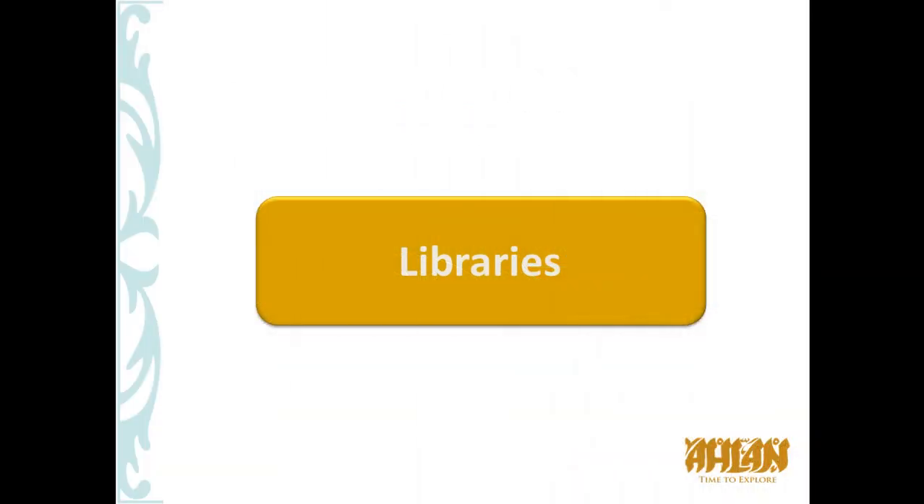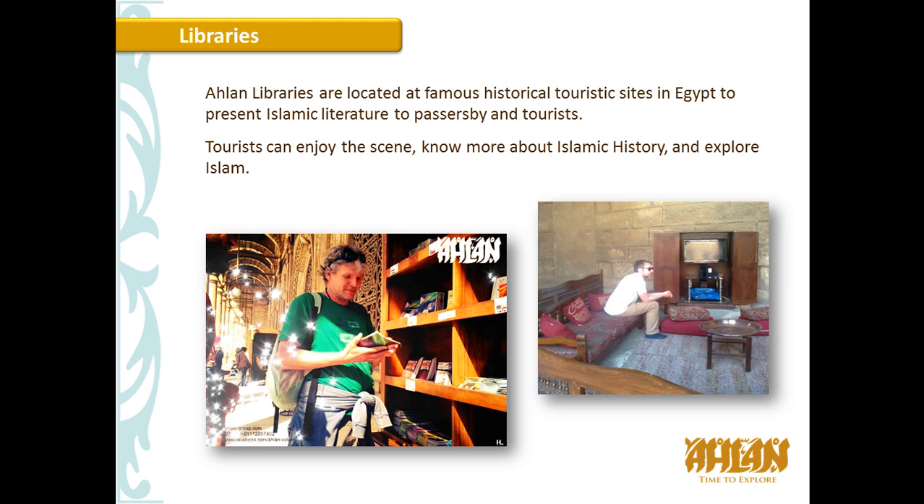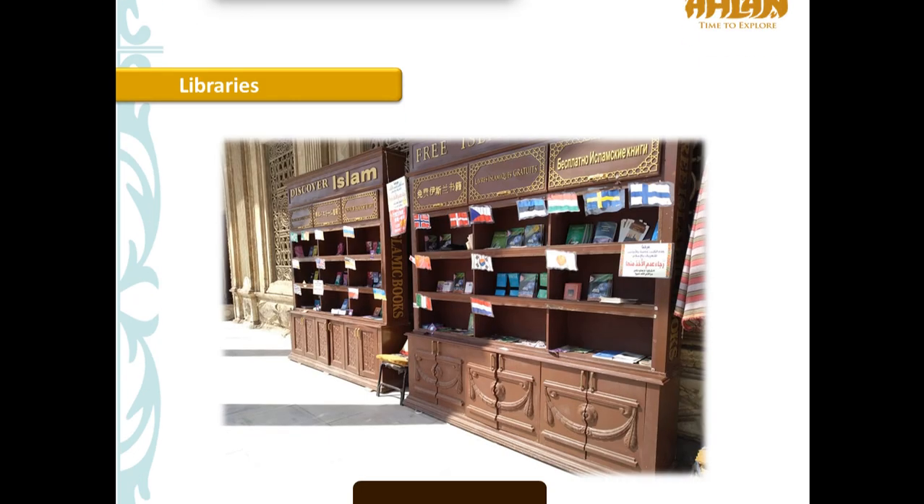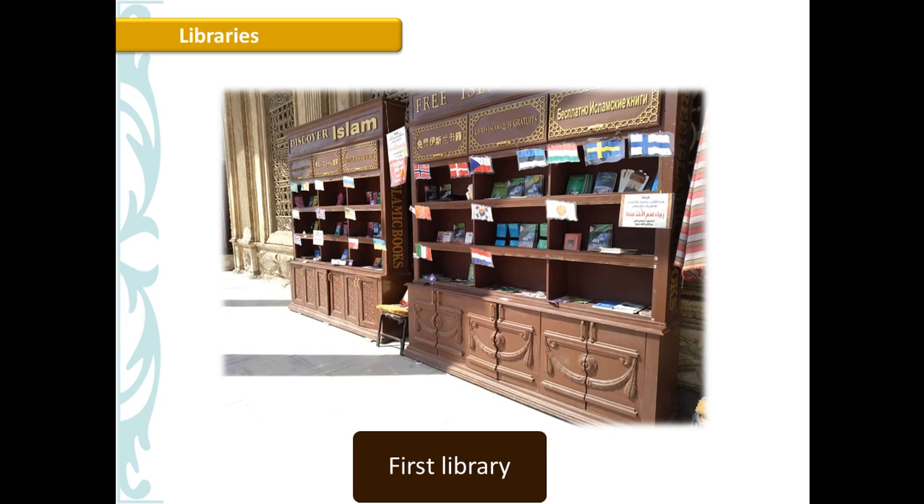The libraries, as we explained earlier, these are pictures of the libraries located at famous historical tourist sites in Egypt to present Islamic literature to passersby and tourists. You know, tourists enjoy the scene, know more about Islam, and explore Islam. As you see, there are pictures of tourists at the libraries. We have two libraries. This is the first one.